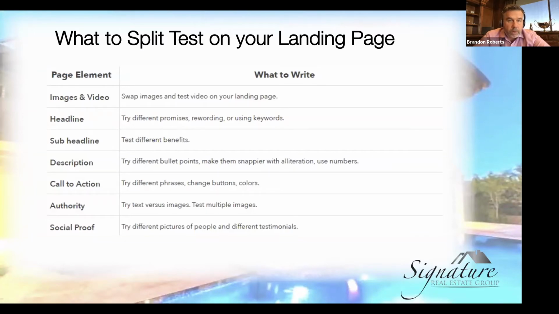So if you want to run split tests, basically these are some of the things you can do. Try different promises, different headlines, different benefits, different description or bullet points, different call to action, different button colors. But once you have your content, right, you've spent all this time editing this home buyer's guide and you're going to push this out. You want to find a landing page that's basically going to get the best engagement or the best return for you. Does that make sense? Yes.